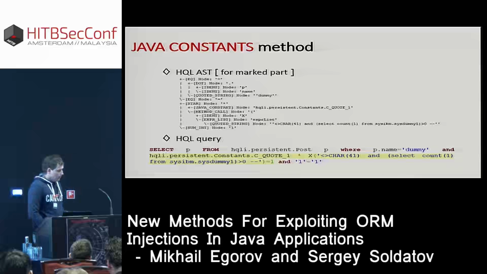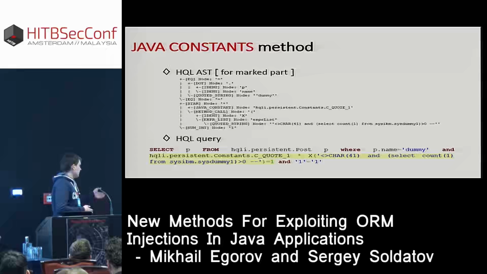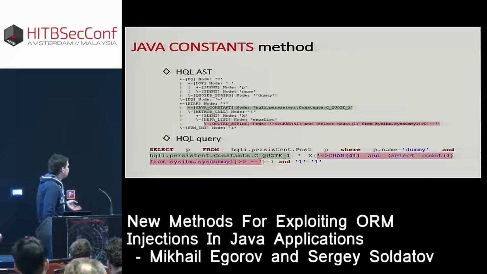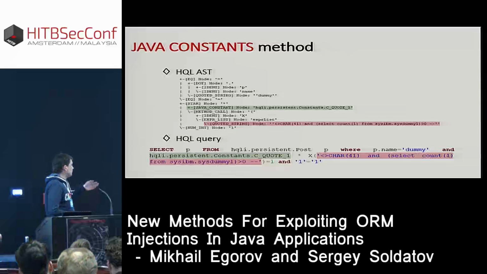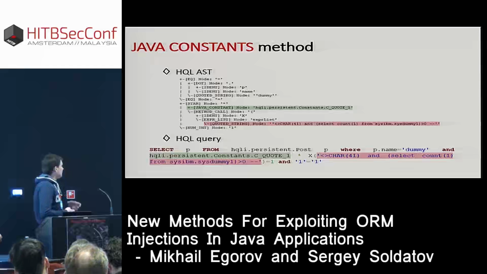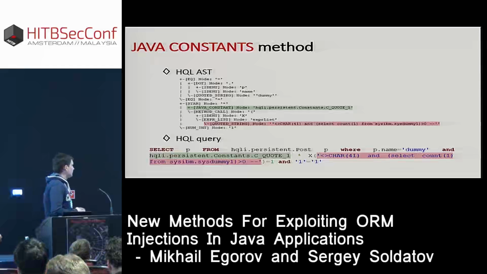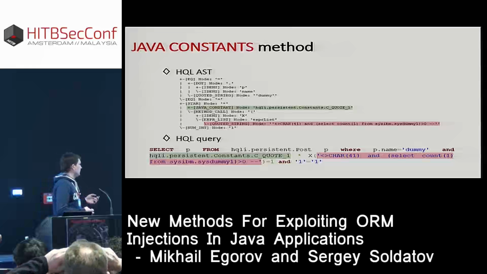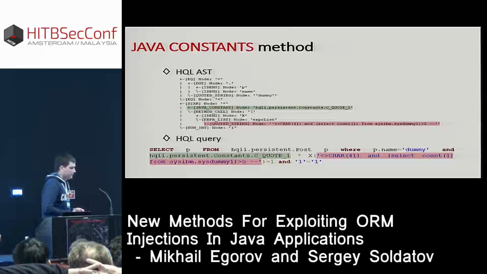Here you can see the HQL AST for the part of the HQL query that is marked yellow at the bottom of the slide and contains a Java constant. Here we can see the Java constant node in the AST marked green, and also the string node that is marked red.